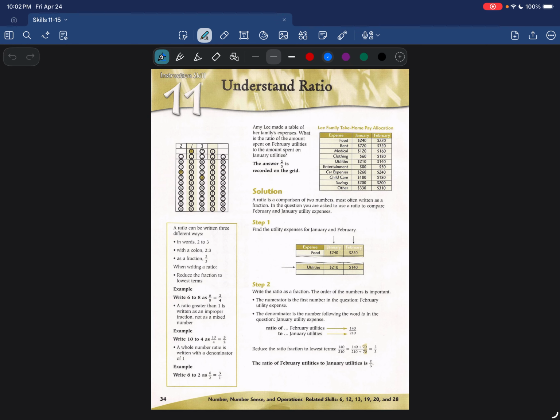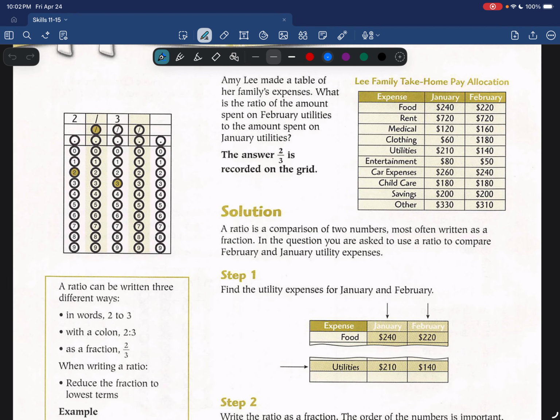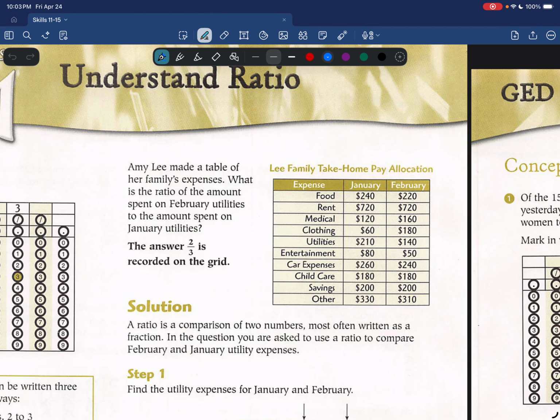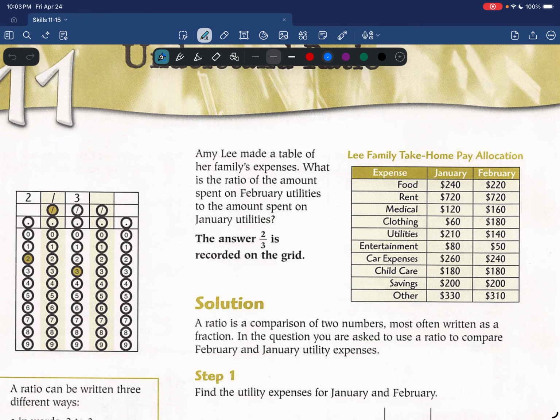Instruction skill 11 is about understanding ratios. Let's look at the story first on this one. Amy Lee made a table of her family's expenses. What is the ratio of the amount spent on February utilities to the amount spent on January utilities? The answer 2 to 3 is recorded on the grid.